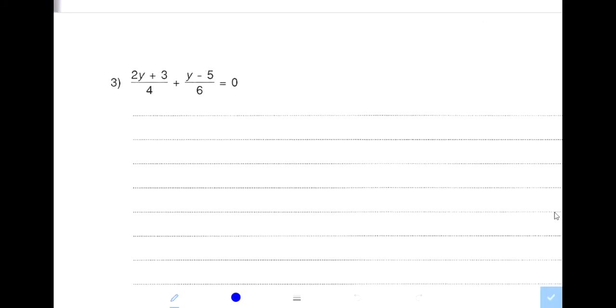Aha, this one. Oh, it's a fraction. This is one fraction, and this is another fraction. You have 4 and you have 6, so find the LCM. Let's do it quickly. The LCM of 4 and 6: 2, 2, 4; 2, 3, 6. Multiplying all of them, you have 12.